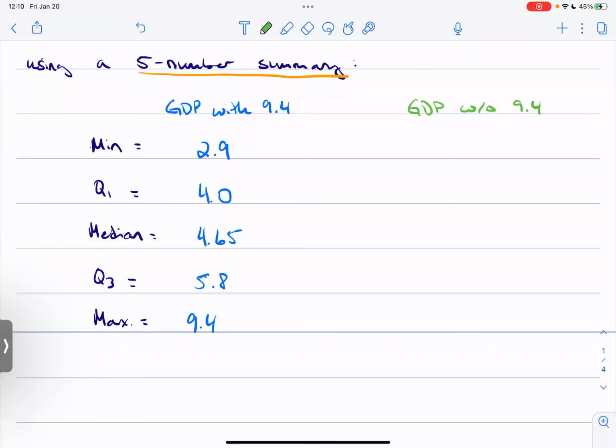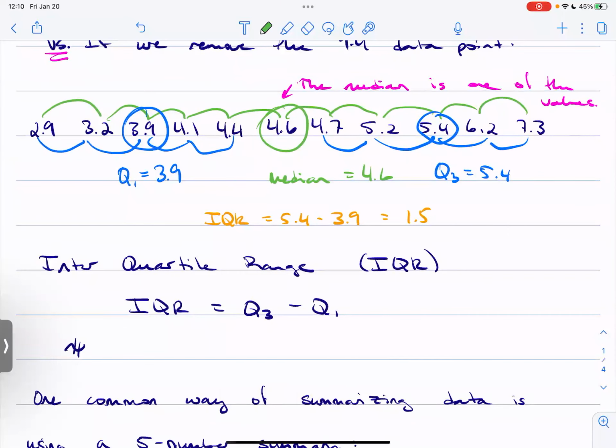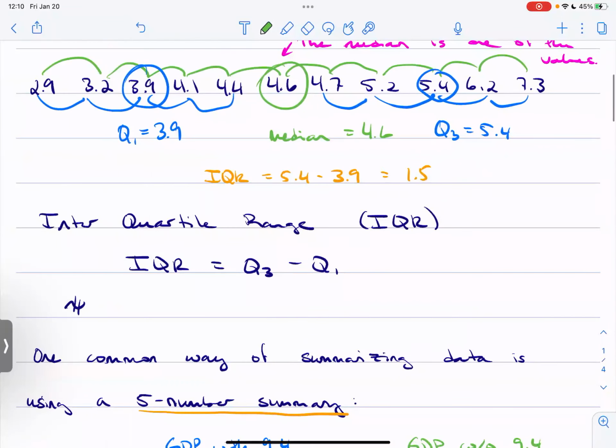Is there a question in the back there? Same thing, GDP without the 9.4. Minimum is still 2.9, but 7.3 is our maximum. And 3.9, 4.6, and 5.4.